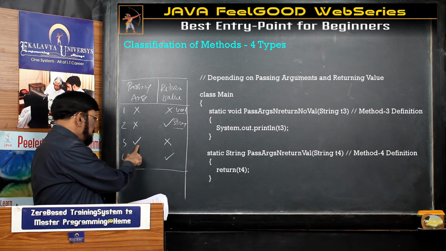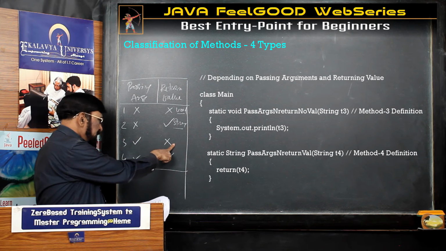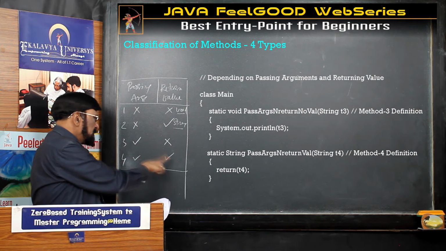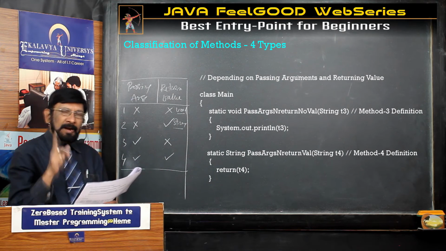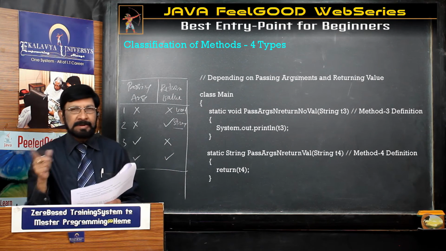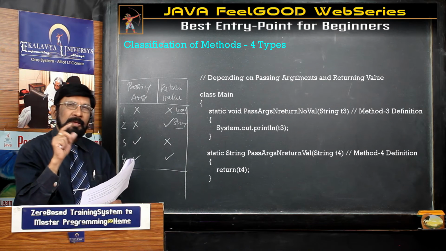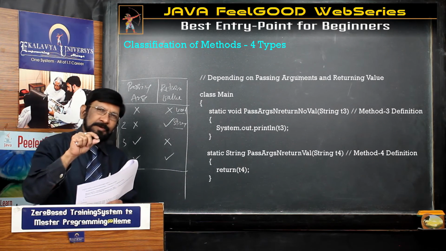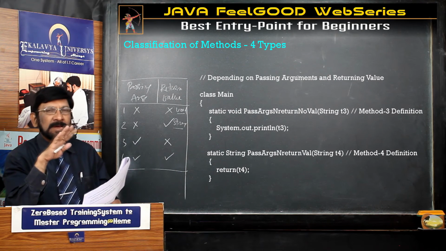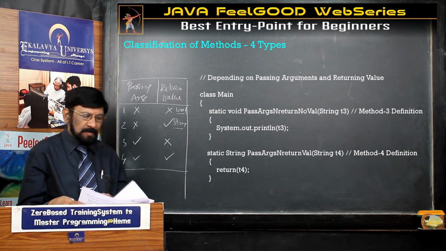This is taking an argument but not returning anything. Taking an argument and returning a value, and a function or method can return only one value. Only one. So a method can return either 0 values or 1 value. More than 1 it cannot return. That point you have to understand.